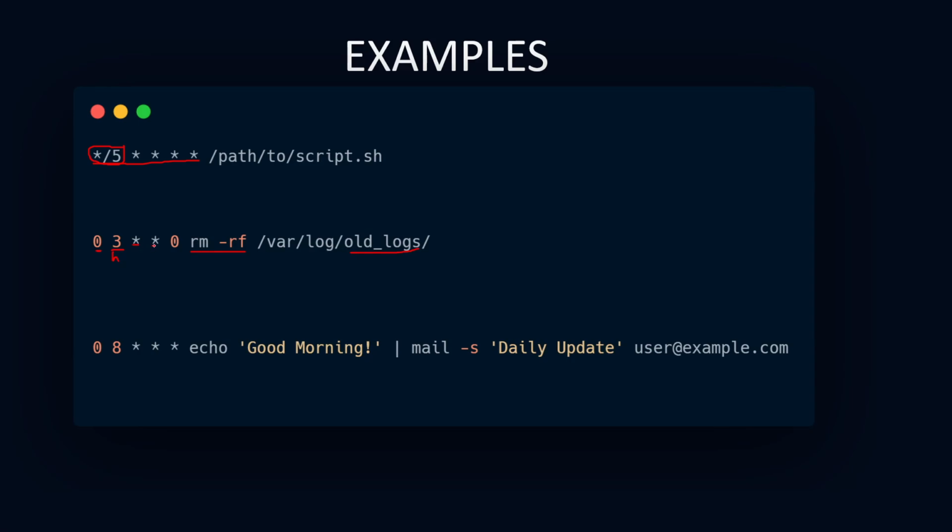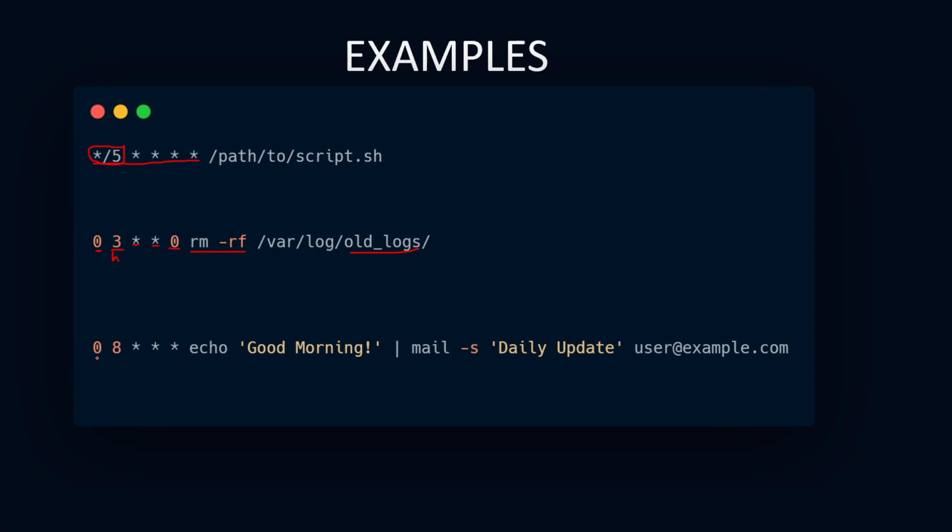Then the month, it can be any month like 1, 2, 3, January, February. Okay, and it's on the 0. 0 represents here the Sunday. Okay, as we already told, 0 or 7 both represent Sunday. So this script will run on Sunday at 3 a.m. Okay, so I hope you are very clear on understanding how we are reading this.